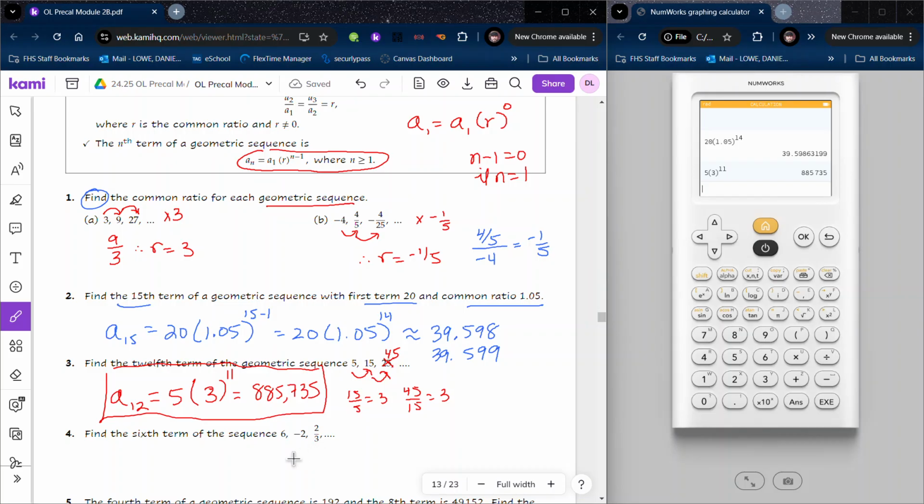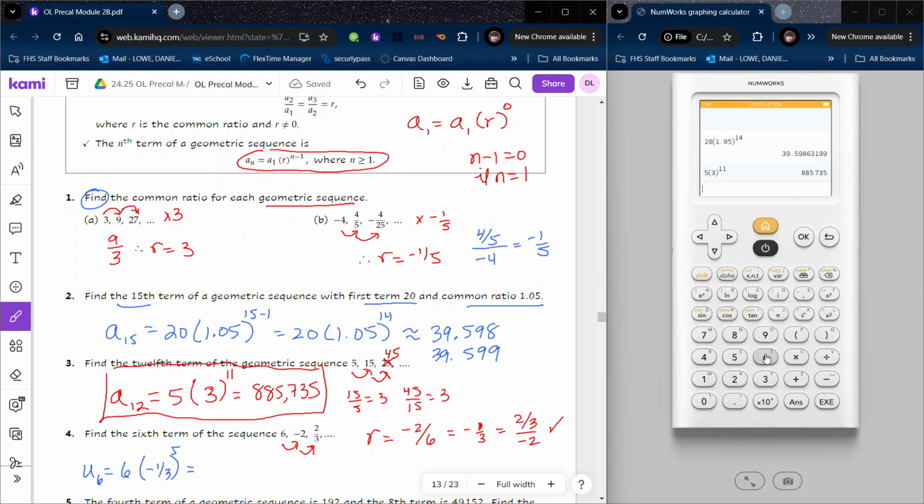For the sixth term in our given sequence, we have to figure out what's happening each time. That ratio will be -2 divided by 6, which is -1/3. We can double check: is that the same as 2/3 divided by -2? That is the case. So our sixth term, u sub 6, is going to be that first term times our ratio raised to the n-1 power.